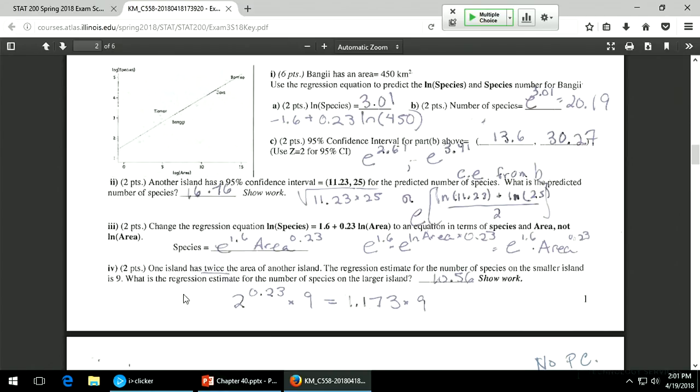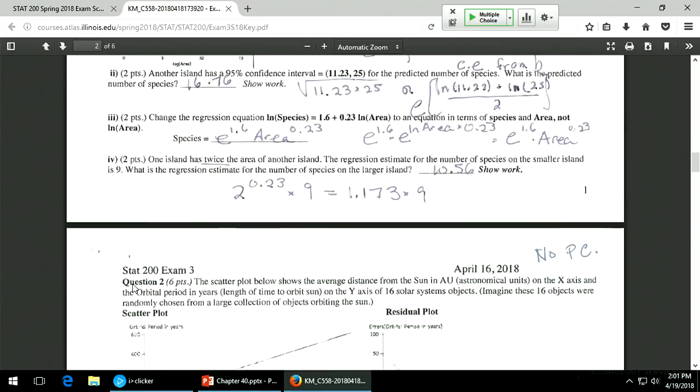And then once you do that, you can see that if you double the area, then what happens to the species number is it doesn't get doubled, it gets 2 raised to that power. If you have 2 times the area, then you have 2 raised to that power times whatever the species number was before. Okay, most people got that.